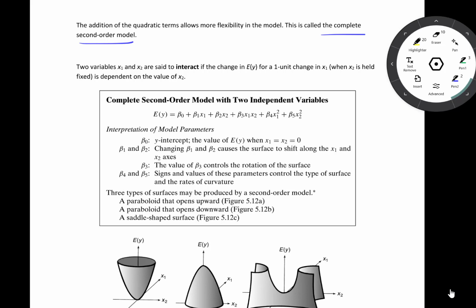So here we have what we call a complete second order model with two independent variables. The reason we call it the complete model is that it has all of the possible second order terms. It has the interaction term, which is a second order term, and it also has the quadratic term for both x1 and x2. This is why we call this a complete second order model.